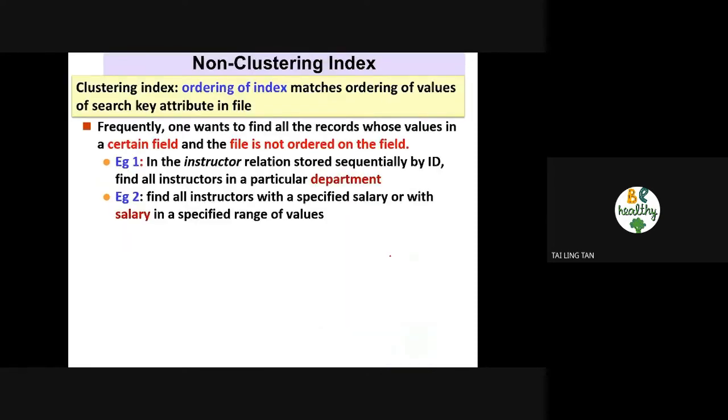Just as I mentioned, we have a clustering index and a non-clustering index. This one is an example from the year 2021 May final exam. For a clustering index, the ordering of the index matches the ordering of the values of a search key attribute in the file.